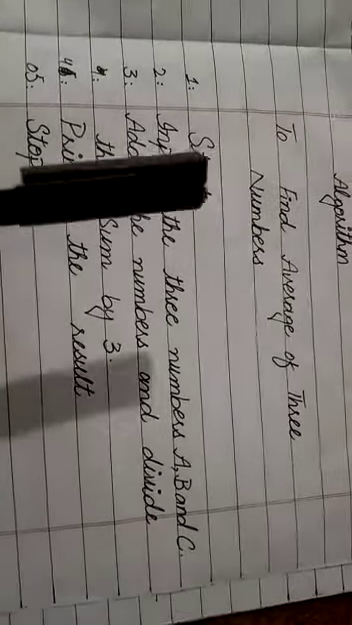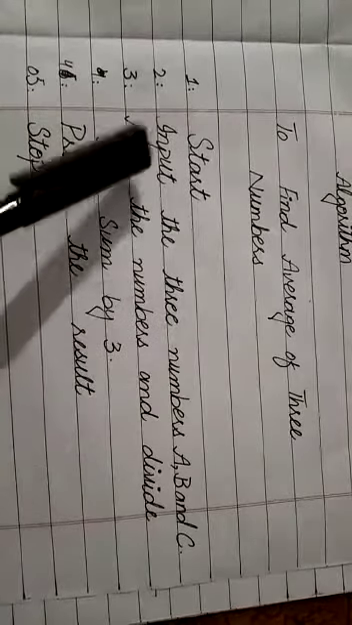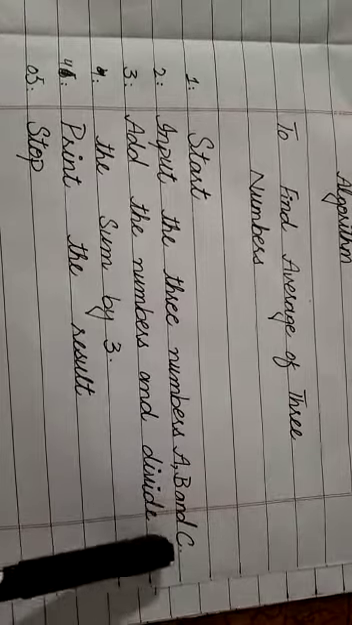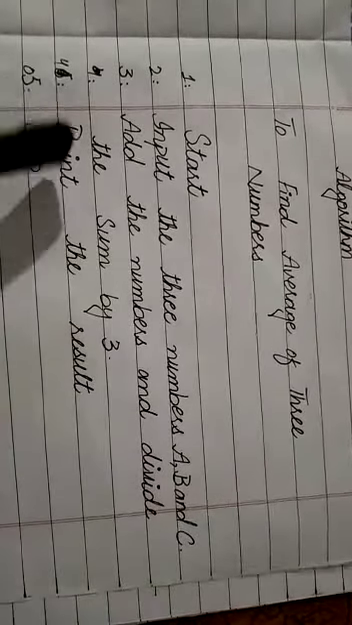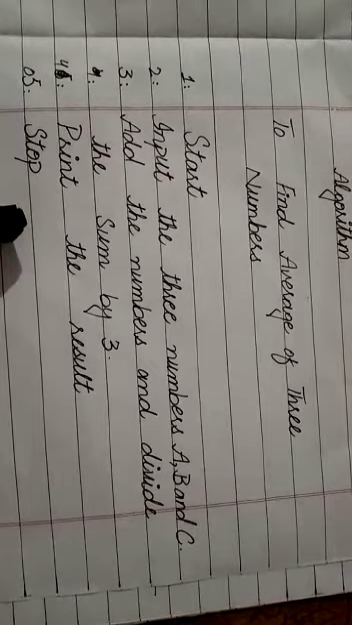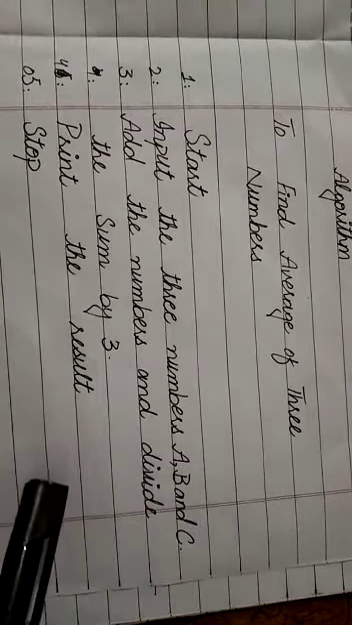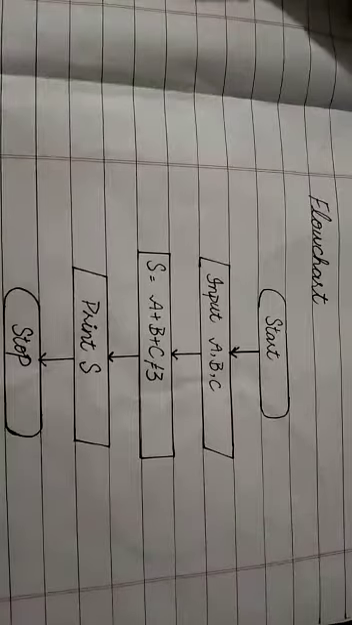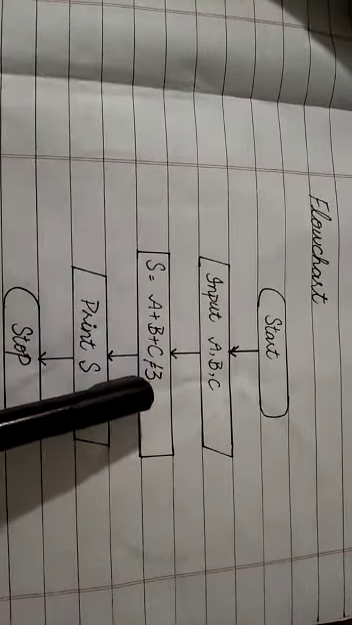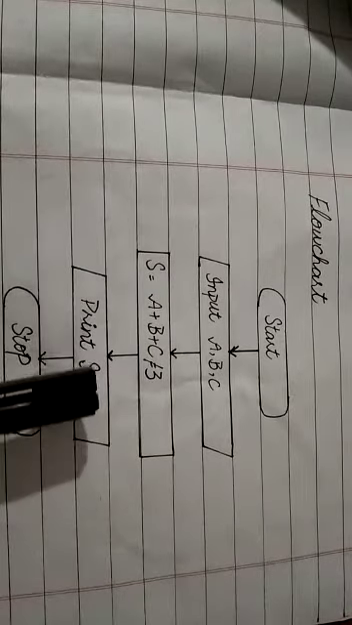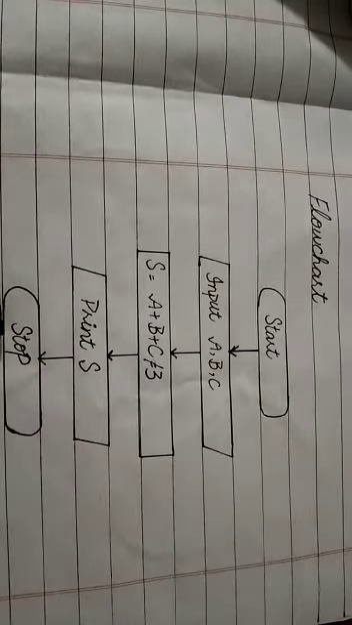For example, we have drawn an algorithm to find the average of 3 numbers, and our first step is start, second is input the 3 numbers A, B and C. Third step is add the numbers and divide the sum by 3. And fourth step is print the result. And fifth step is stop. By following the steps of this algorithm, we will draw a flowchart. According to the steps of this algorithm, we have drawn a flowchart. Our first step is start. Second is input A, B, C. And sum is equal to A plus B plus C divided by 3. And our fourth step is print S, for example, print sum. And last step is stop.